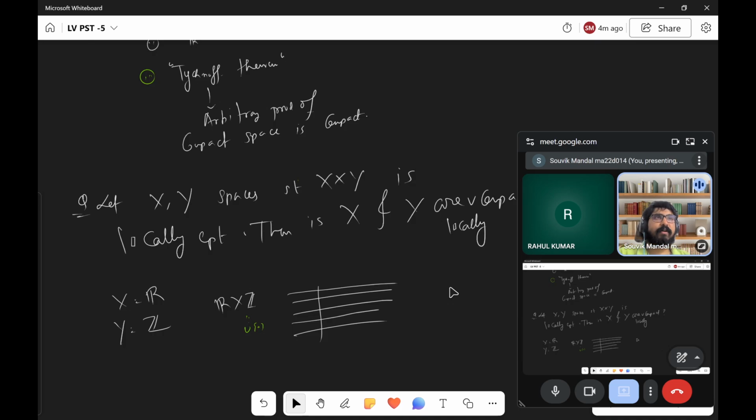Are you understanding why you have made the mistake? See, R is not compact, that is correct, but R is locally compact. Z is also not compact, that is correct, but Z is also locally compact because singleton points are open sets in Z, and a singleton set is compact, so nothing goes wrong here. Is it clear? Okay, sir. Yeah, so think about it. Take your time.